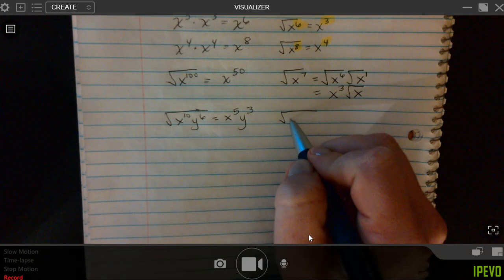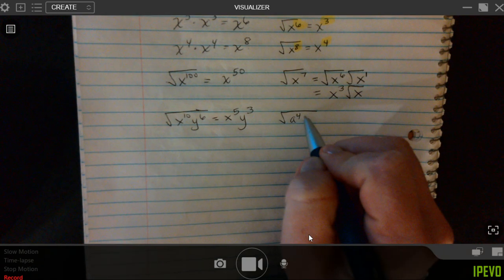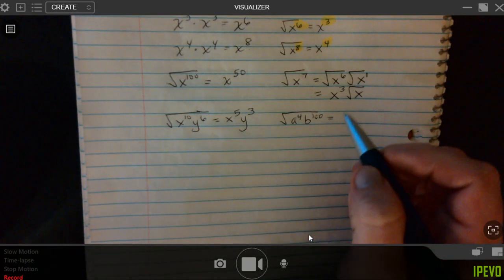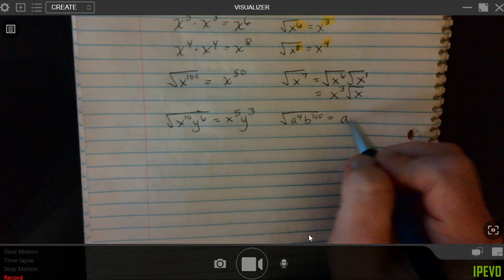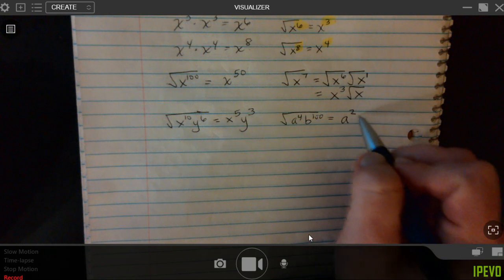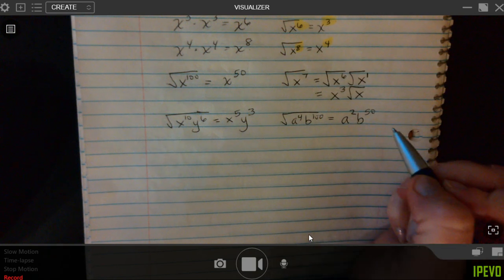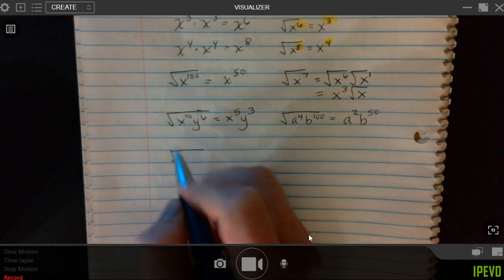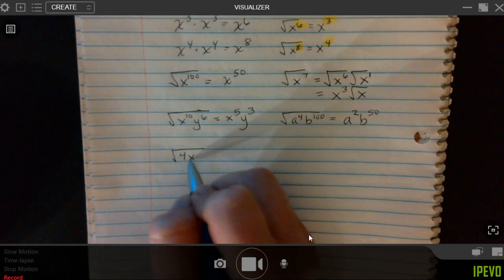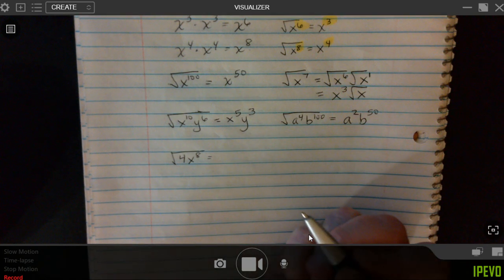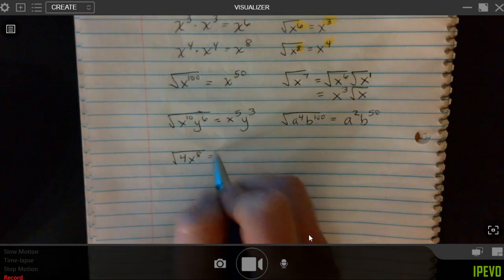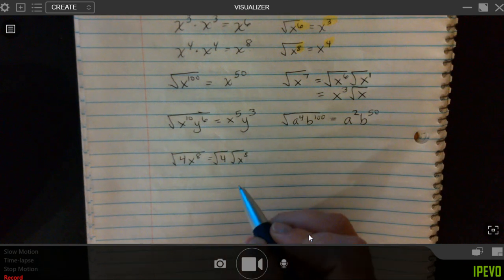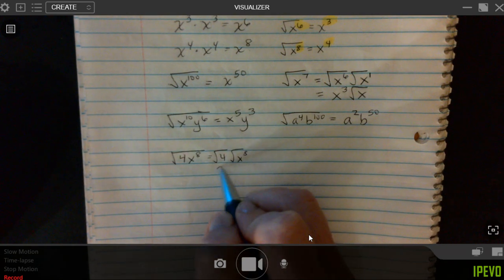We don't have to be limited to x and y. What if we had a to the 4th and b to the 100th? I just break them up and treat them individually. That would be a squared, because half of 4 is 2, and b to the 50th. Well, now we can combine in numbers and variables. What if we had 4x to the 8th? Break it up to be the square root of 4 and the square root of x to the 8th. Well, what's the square root of 4? Oh, we know that. That's 2.